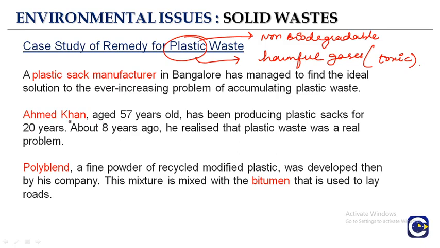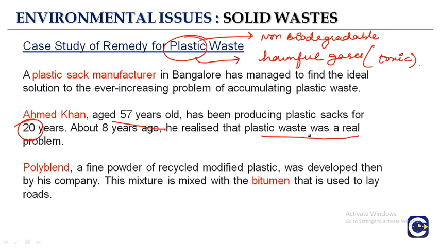Ahmed Khan, who is 57 years old, has been producing plastic sacks for 20 years, right? He started collecting plastic about 8 years ago, when he realized that plastic waste was a real problem. There were two brothers, Rasool and Ahmed Khan. They started running a plastic business in Bangalore in 1996, when plastic was banned, right? So they were thinking that plastic was a real problem.